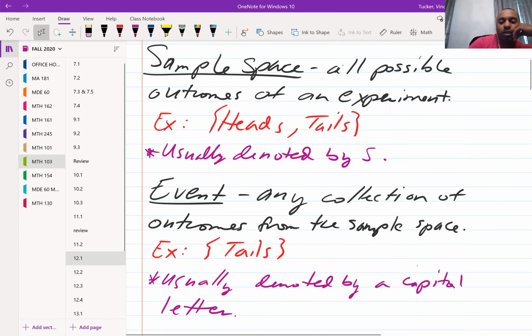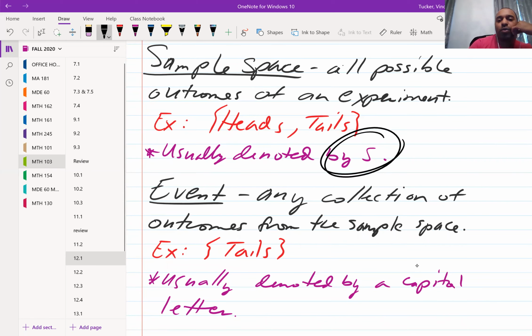All right, and that's usually denoted by a capital letter. And what letter you use normally is reflected upon whatever the event is. Maybe you'll call the event tails or T for tails, but it's up to you. The one that normally is used is this S, and that's for sample space. That's the one that normally has a usage already. The other ones you can just use whatever letter you like.